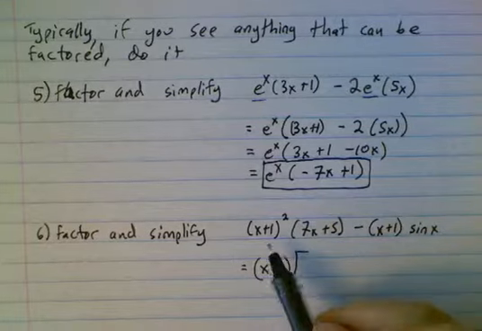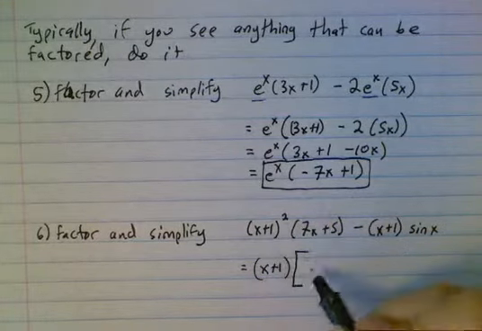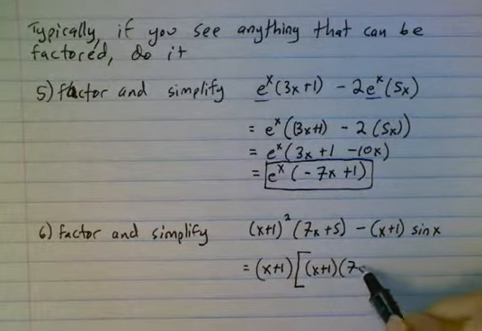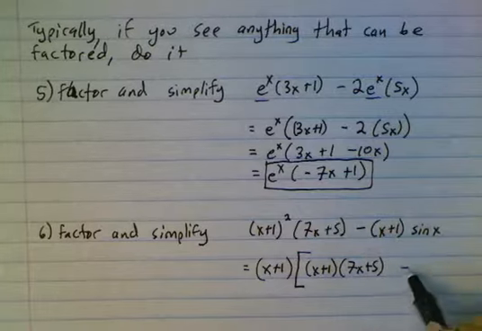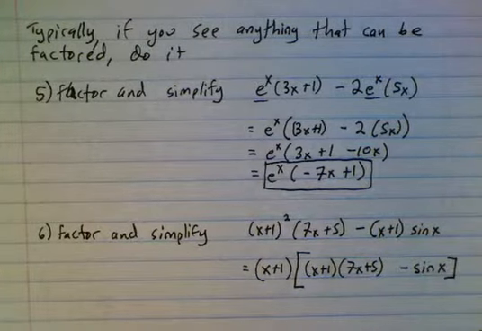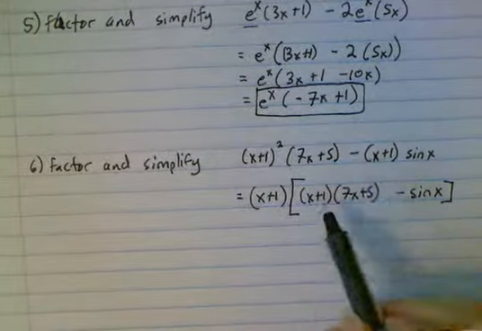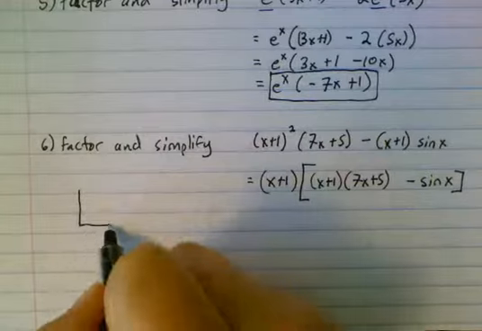And then in terms of what's left over, well, right here we had an x plus 1 squared. We took out one of them, but we still have an x plus 1 left. Still have a 7x plus 5 left. We factored out this x plus 1. And so we just have a sine x left out over here. Now this is something that we can easily multiply using the box.